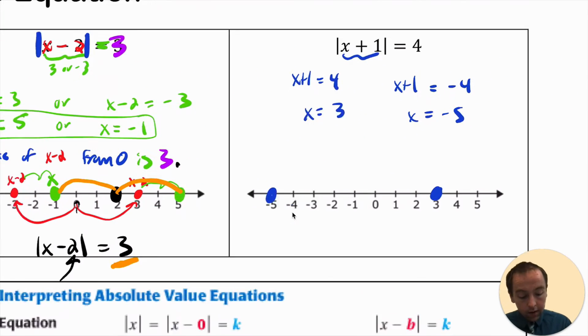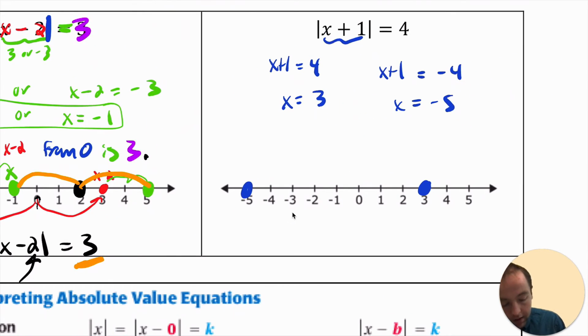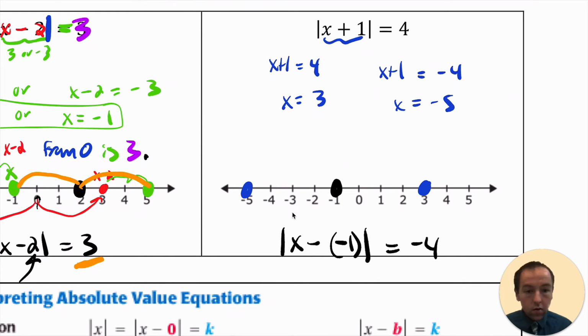And then finally, this one, it's x plus 1 inside, so if I really write it as x minus, then I'd have to think of this number as being a negative 1. So really that negative 1 would be the center of the two dots, and I don't know why I wrote a negative 4 there. That's not a negative 4. It should be a positive 4. And that positive 4 is the distance that you're away from that negative 1.